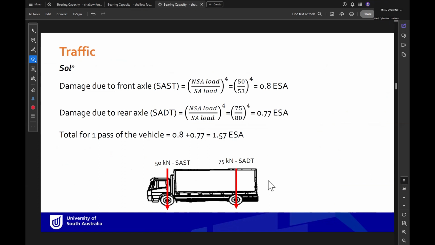So here again is the damage due to the front axle, 50 over 35. And here is the damage due to the rear axle, SADT, 75 over 80. So the estimated damage for the front axle is 0.8. The rear axle is 0.77. So the total for one bus of this truck is 0.8 plus 0.77, so it is 1.57 ESA.